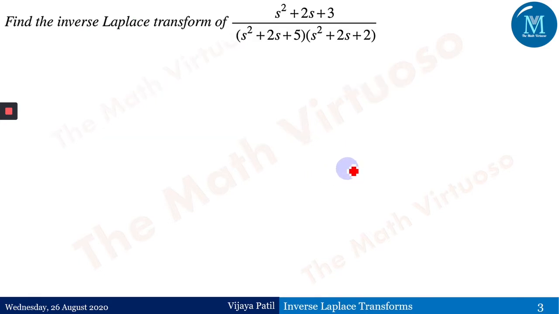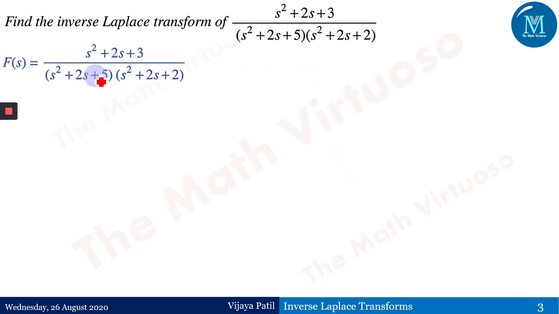So now this is the capital F of s, which is (s square plus 2s plus 3) upon (s square plus 2s plus 5)(s square plus 2s plus 2). If you observe one thing which is very common here, that is the s square plus 2s factor, present in all three of them, numerator as well as the denominator. So what are we doing? This is a very important step. Note it down here: s square plus 2s is equal to x, we will be replacing.